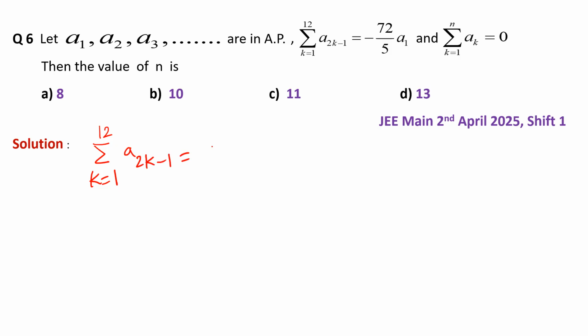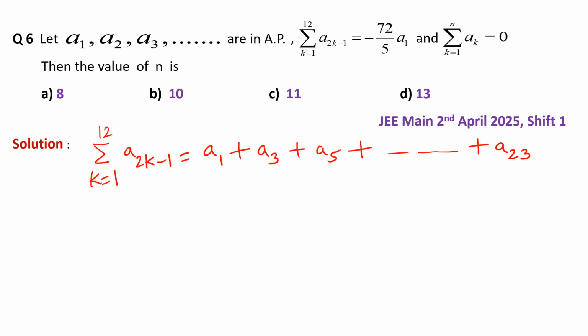is nothing but a1 plus a3 plus a5 and so on till A23. Because when you put the values of k from 1 to 12 in A2k minus 1, then you will get the right hand side of the summation.